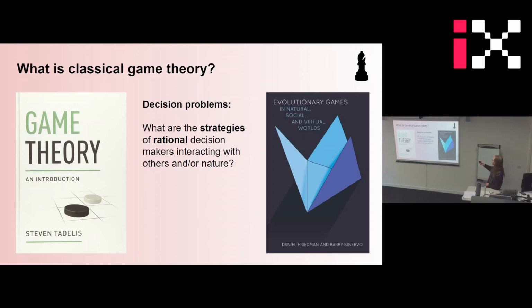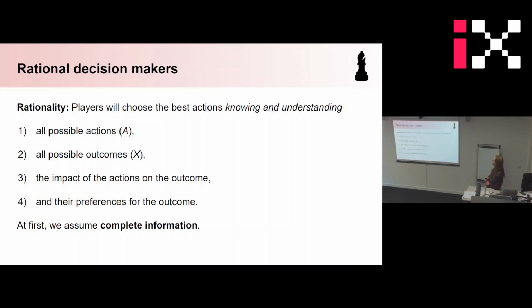So first of all, what do I mean by all of this? What is a rational decision maker? A rational decision maker player, what we assume is it's somebody who knows what they can do. They know all the possible actions they can take in the game. They know what all the possible outcomes of those actions are. And they know what preferences they have for these outcomes. And they also have, to start with, we'll assume they have complete information about the game.